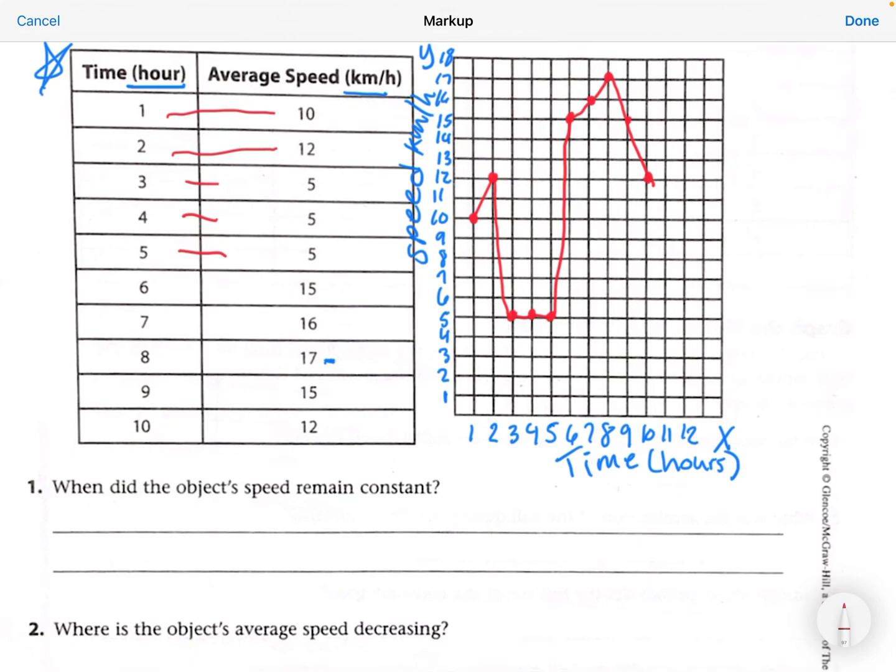It says, when did the object's speed remain constant? So anytime we have a horizontal line, we know that the object is either at rest or it's moving at a constant speed. So right here, this would be hours 3, 4, and 5. We see a constant speed. So hours 3 through 5.